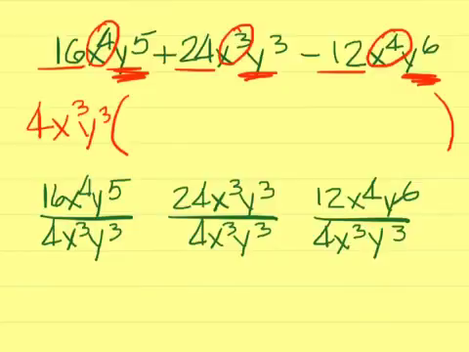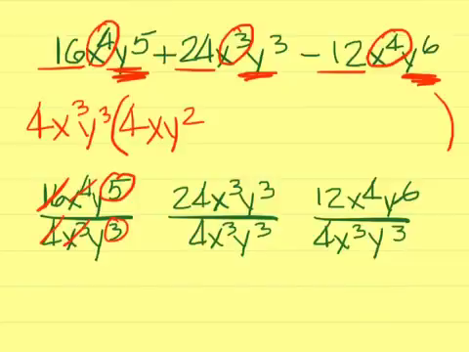Let's use red down here. Okay, so 16 divided by 4 is 4. And then x to the fourth over x to the third is just x. And 5 and 3, that would leave me with a 2. So 4xy squared on the first one.